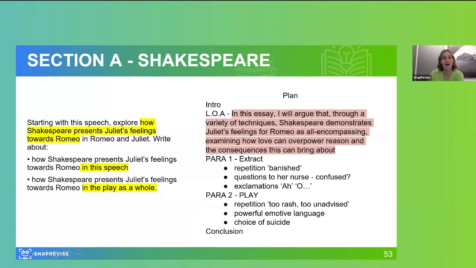So going on to think about how you would go about writing a plan for this kind of question. Again, picking out the important aspects from the question.